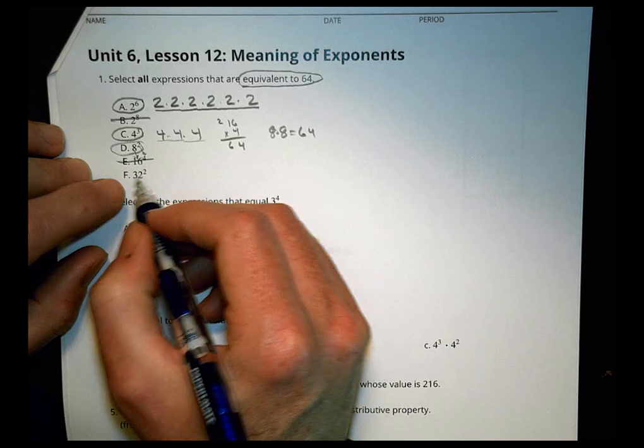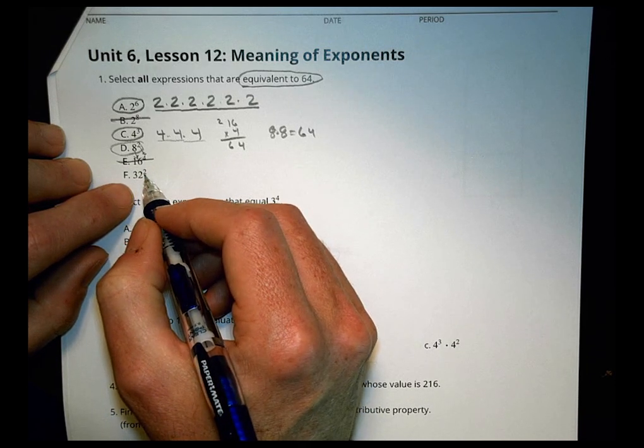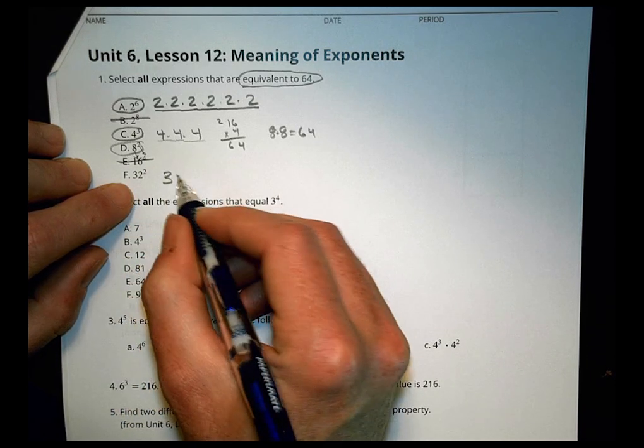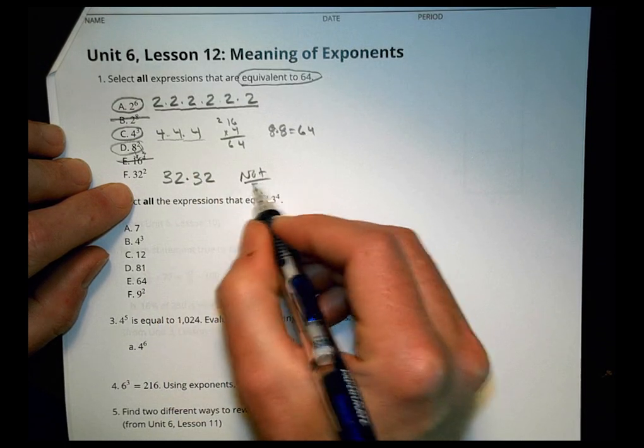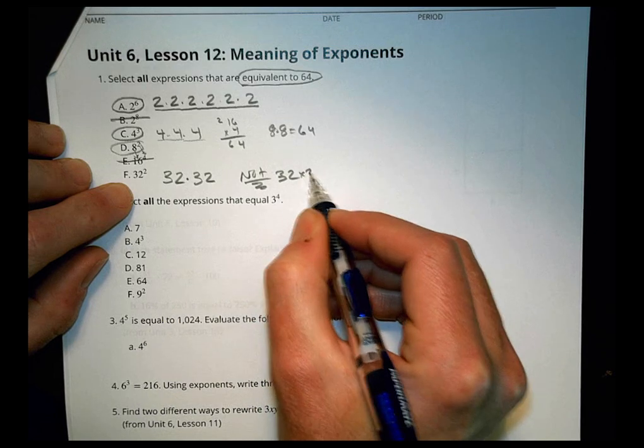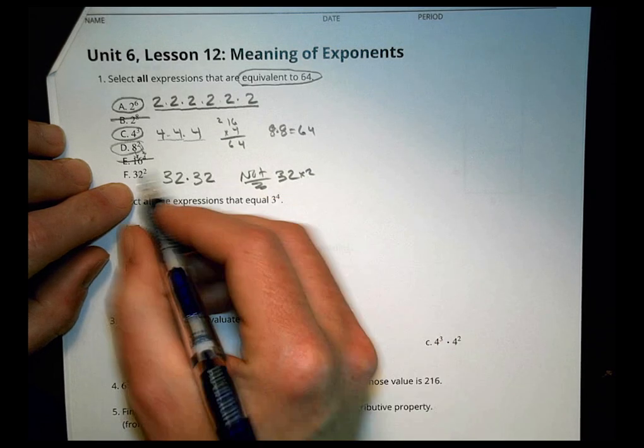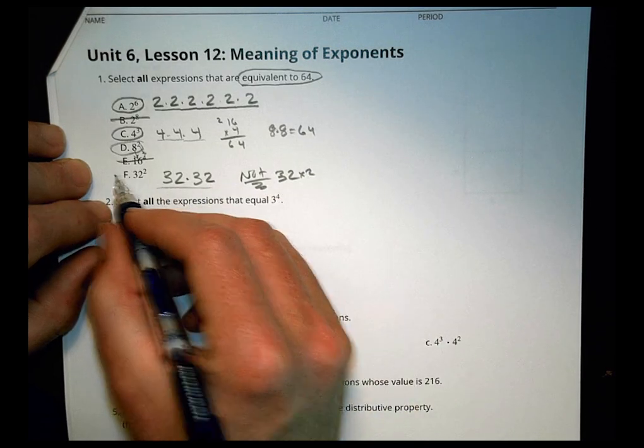Not possible. And 32 squared, remember, let's be careful, this is 32 times 32. This is not 32 times 2. That would work, but this is 32 times 32, so it would not work.